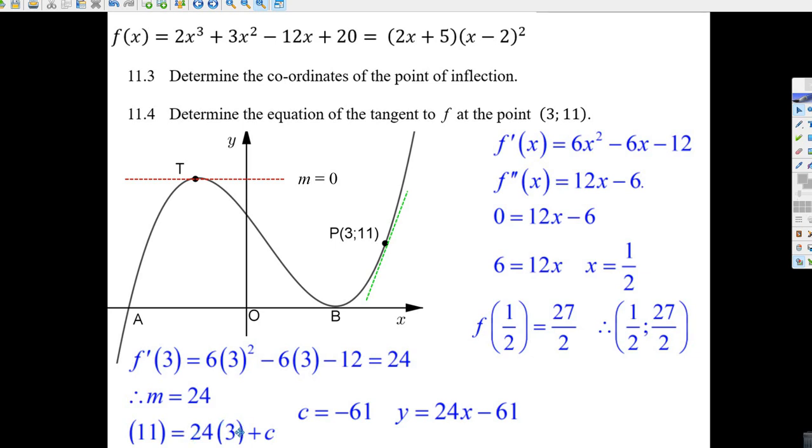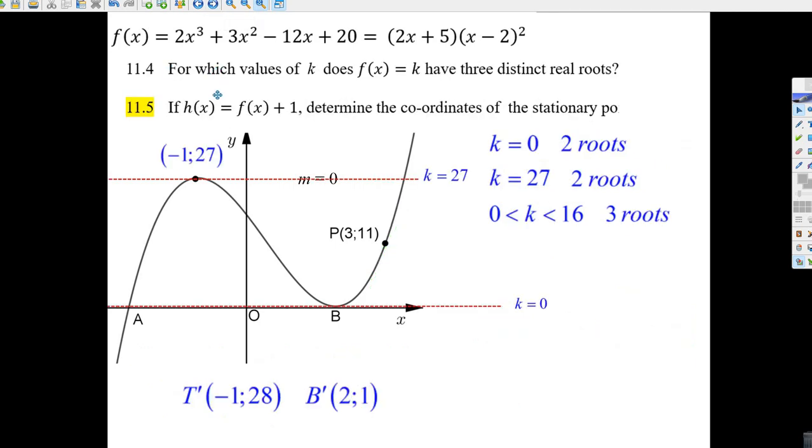So that's 72. 11 minus 72 gives us c. c is minus 61. Now we're ready to write the equation of the tangent line. y equals the gradient 24x minus 61. The c, the y-intercept. There we go. That's that one all done. That's the equation of that green little tangent line in the picture there.